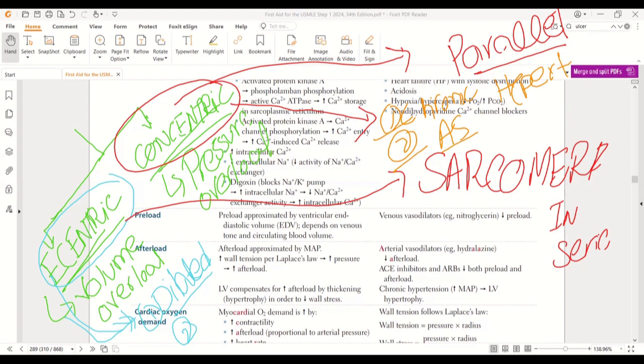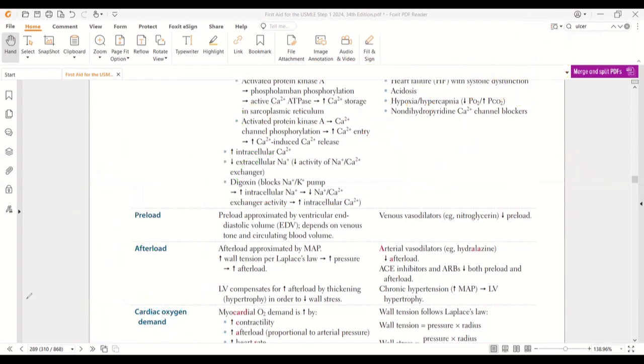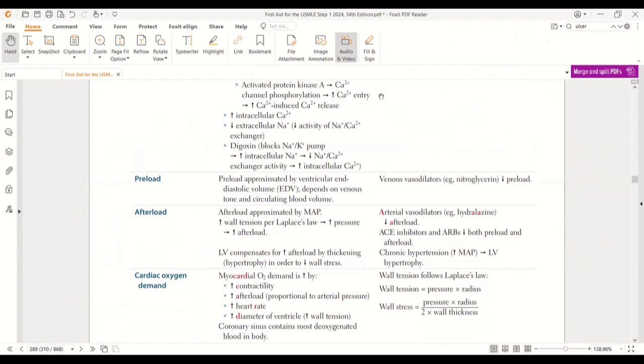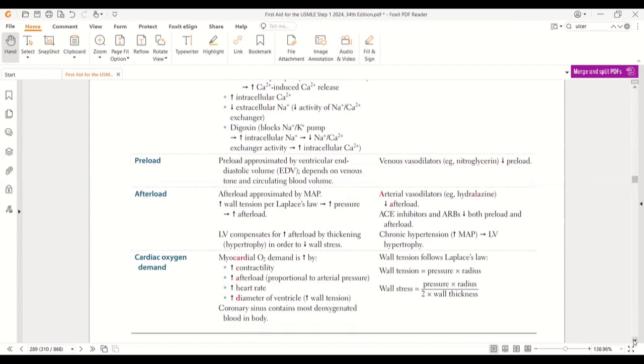These are the two types of hypertrophy, eccentric and concentric. Their mechanism and causes are a highly repeated concept, so I thought I should repeat these things for you. Did it make some sense to you? Any question regarding this type of hypertrophy? No, I think it's clear. Okay. Afterload. So we did the afterload.